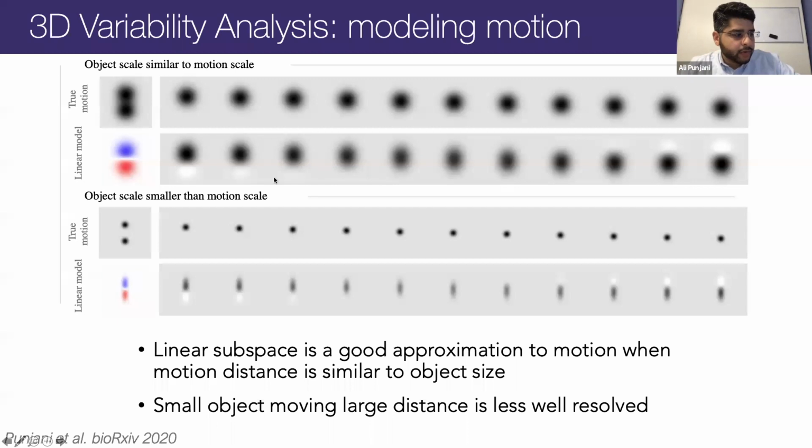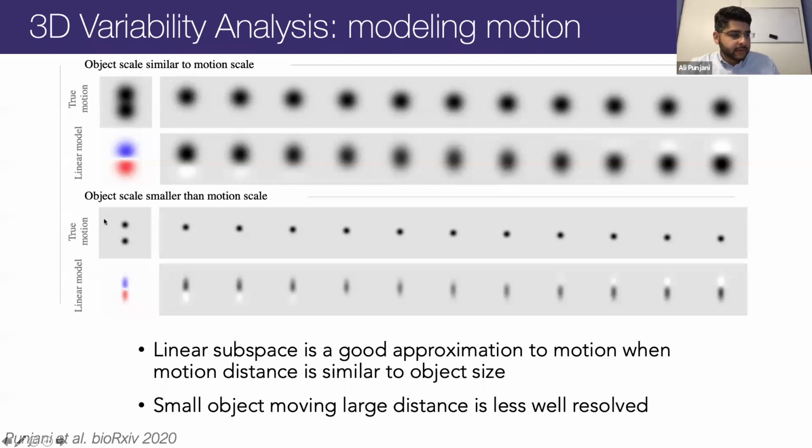And in the bottom row, you're seeing the results of 2D variability analysis on this data. What we're seeing here in the variability component is some positive and some negative density. And that shows us where density is going to move around as we move from one end to the other of the spectrum. And the bottom row of images here shows us what the variability analysis linear subspace model generates as images at these same latent coordinate positions. And we can see that it's a very faithful approximation of the motion of the black dot.